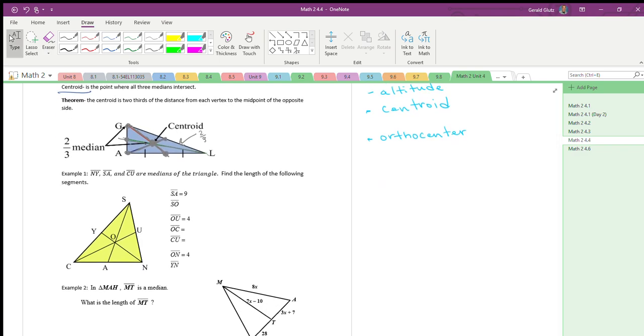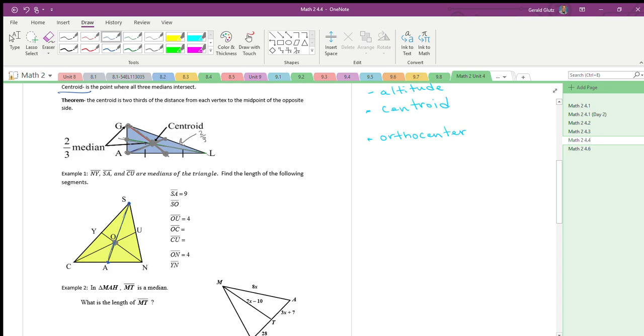Example 1 says NY, SA, and CU are medians of the triangle. That means they all connect here, so that's the centroid. Find the length of the following segments. They tell us that SA is 9. So all the way from S down to A, that's 9. So from here to here, it's 9.